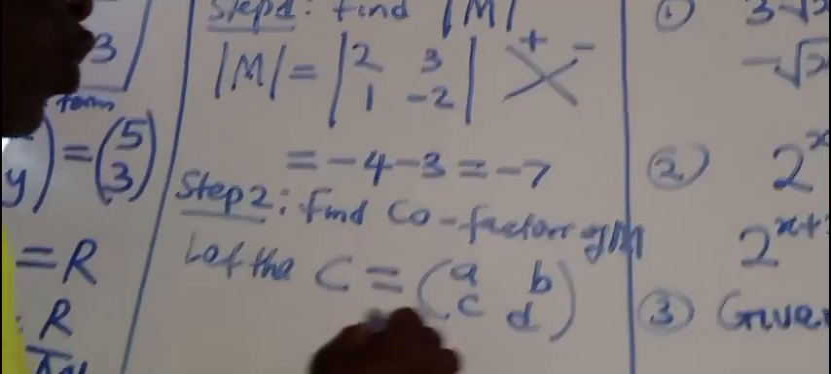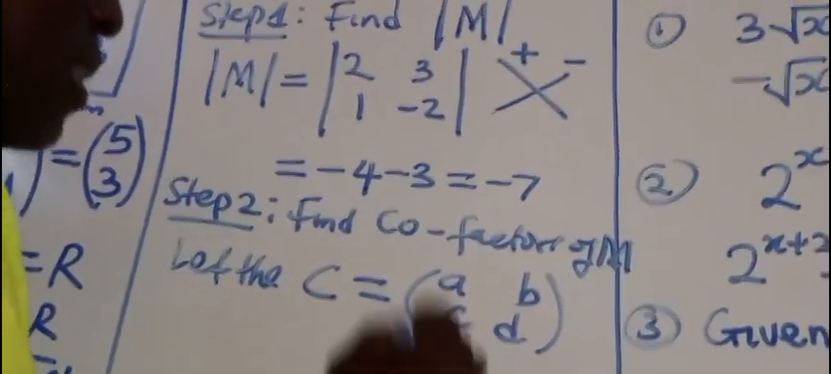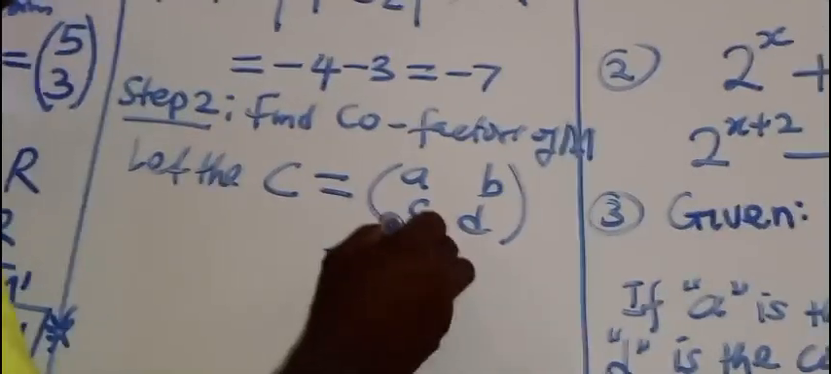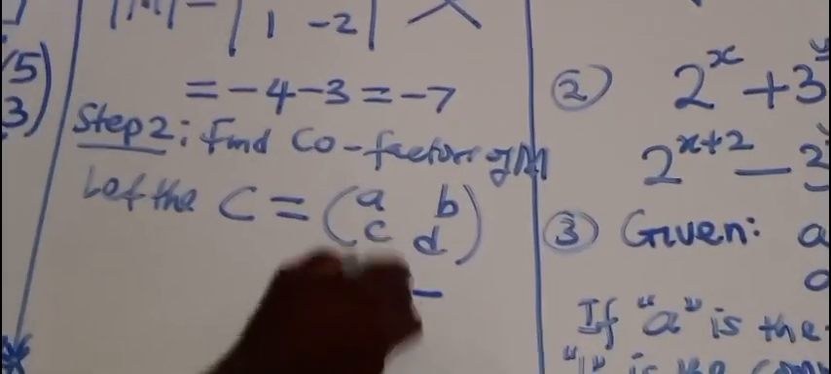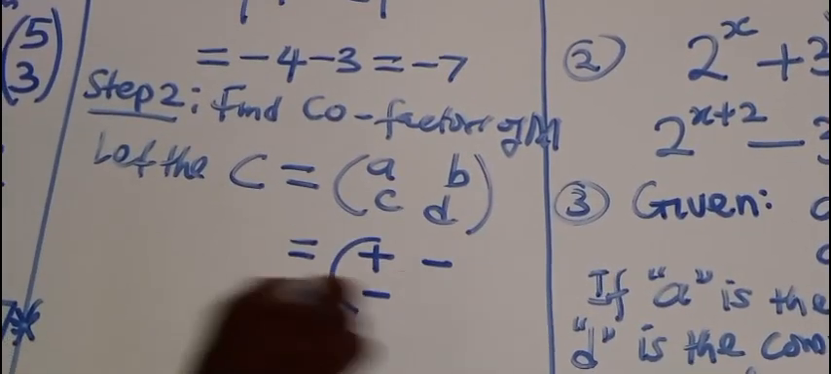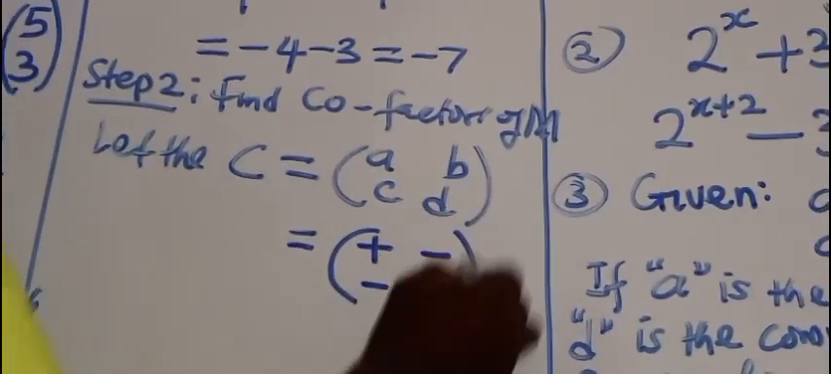You will do sign interchange like this. You start with plus. Don't forget plus. The next one will be minus. Then here, two signs cannot follow each other like this or like this. So if this is plus, this one will be minus, and this will be what? Plus. Don't forget, start with plus.